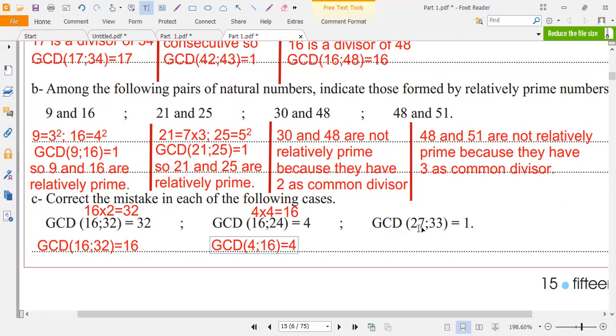Now GCD of 27 and 33 is equal to 1. No, they have 3 as a common divisor. So if we have to correct the mistake, let's write two consecutive numbers, because the GCD of two consecutive numbers is equal to 1. We can write that GCD of 27 and 28, for example, is equal to 1.